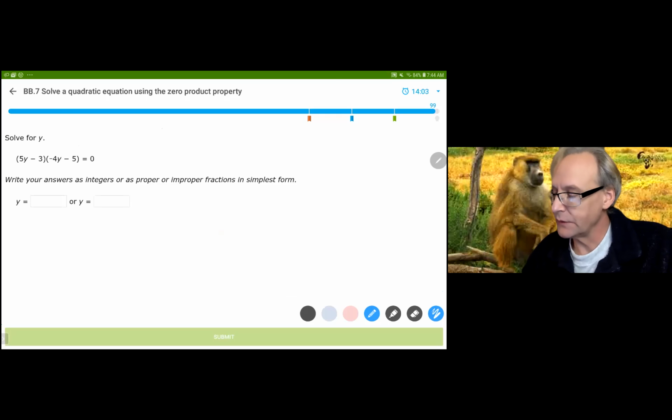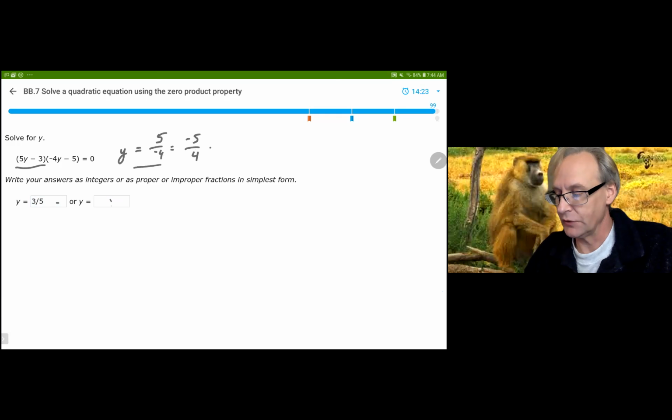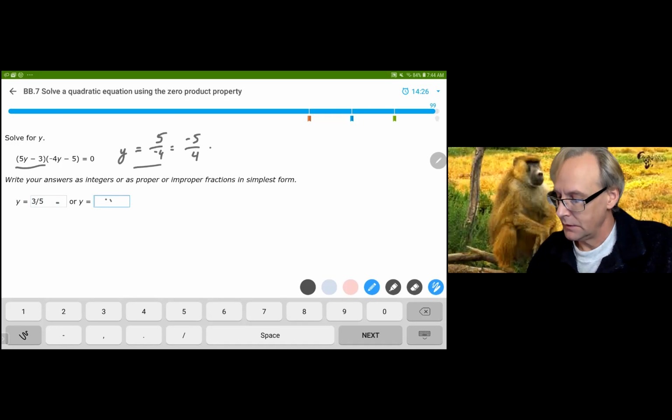Looks like we have one last one. We have a 3 over 5 and a positive 5 over negative 4, which is the same thing as negative 5 over 4. And that is my y value. I just added 5 and divided by negative 4, and then I've changed it to the numerator. Negative 5 over 4. And we are done.